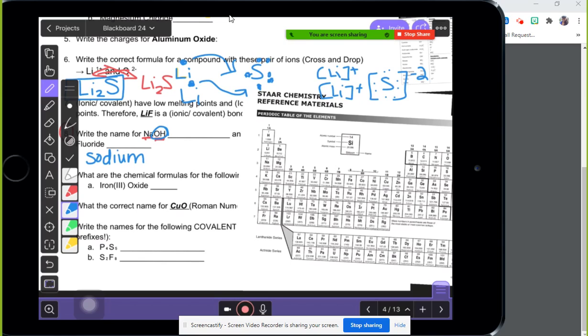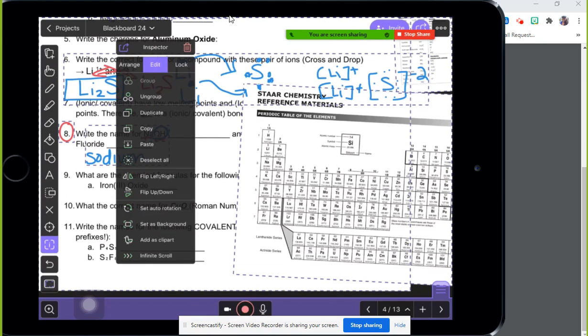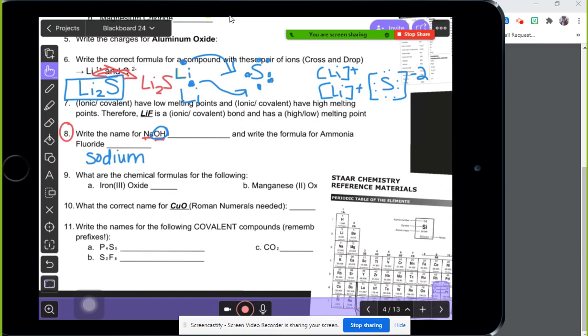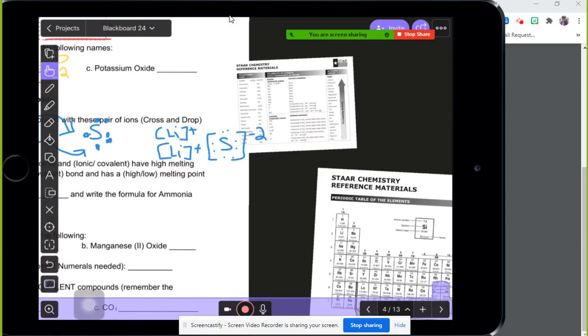Now this is going to be tricky for me. Hold on a second. Let me see if I can make this work. It only works when it wants to. Let me go ungroup. Yay. Okay, cool. Oh, never mind.